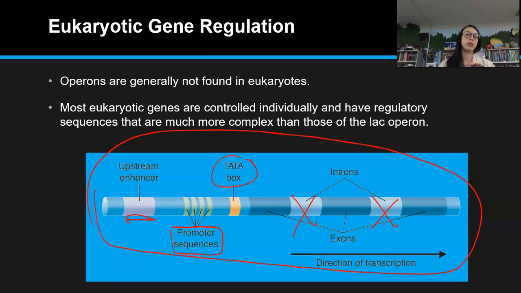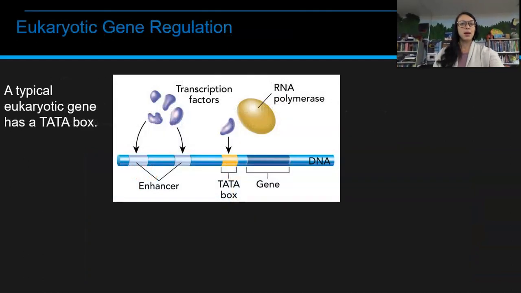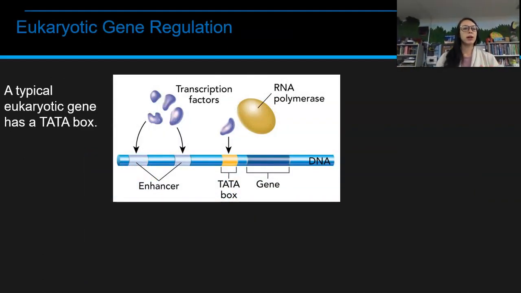Operons are generally not found in eukaryotes. So if you look at this image here, notice that operons are not present. We do have a promoter sequence, but we don't have an operon. Instead, we have that thing called a TATA box, and we'll talk about that in just a second. All right, so a typical eukaryotic gene has what is known as a TATA box. This is usually a regulatory sequence of TATAAA. It just kind of depends. There's the TATA box located there. Factors can either bind to the enhancer regions or bind to the TATA box in order to control gene regulation in eukaryotes.